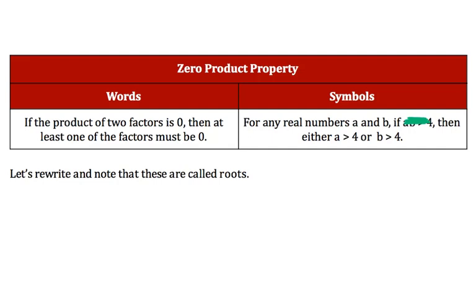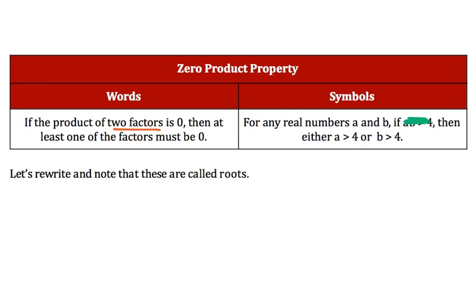Okay, so let's take a look at the zero product property. The word zero is just the number zero, and product means multiplication. If I read through the words, if the product of two factors is zero, so if you multiply two things and get zero, then at least one of those must be zero.